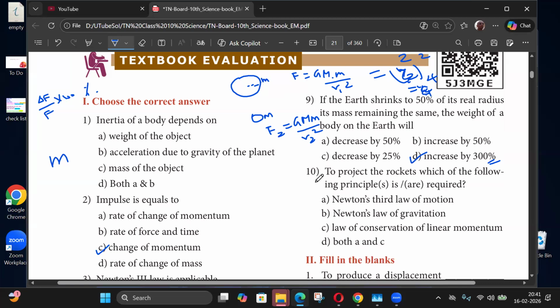Tenth one. For the 10th one, Newton's third law of motion and the law of conservation of linear momentum. Option D. Yes, sir.